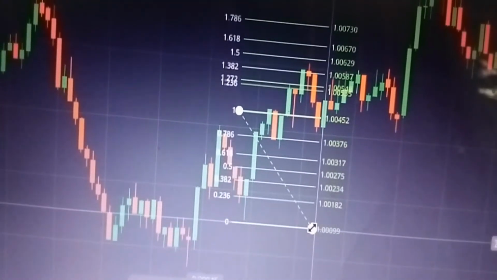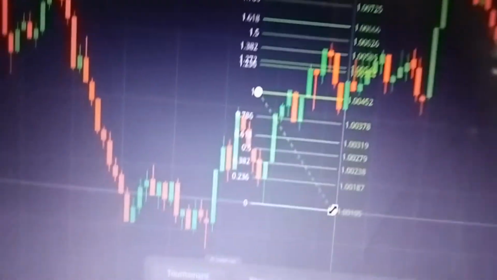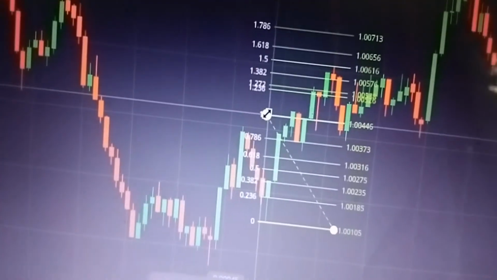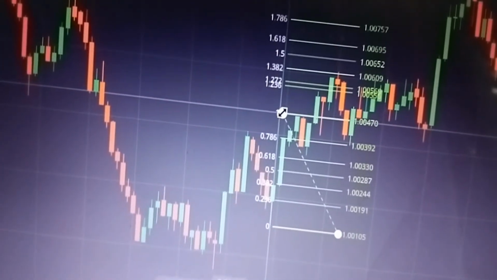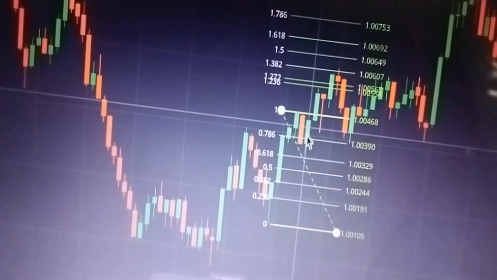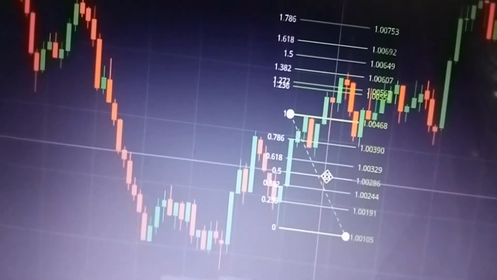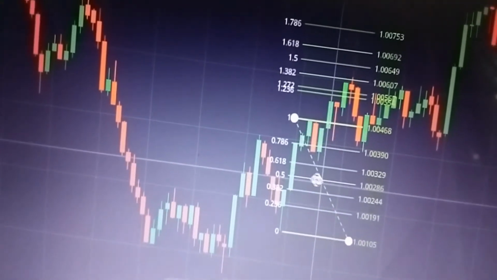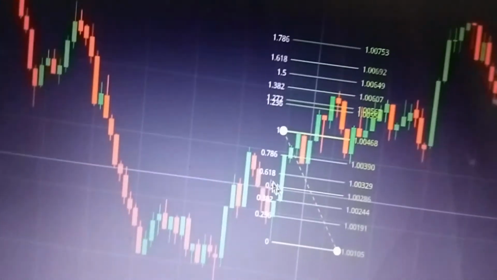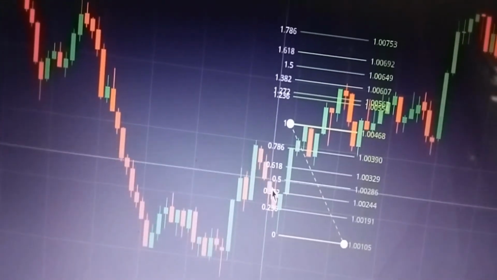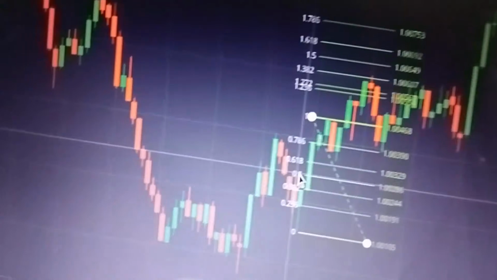That is a low. Then this is a high. We should have seen a 50% retracement at least right there, but that didn't happen. Why? Because we have this order block.